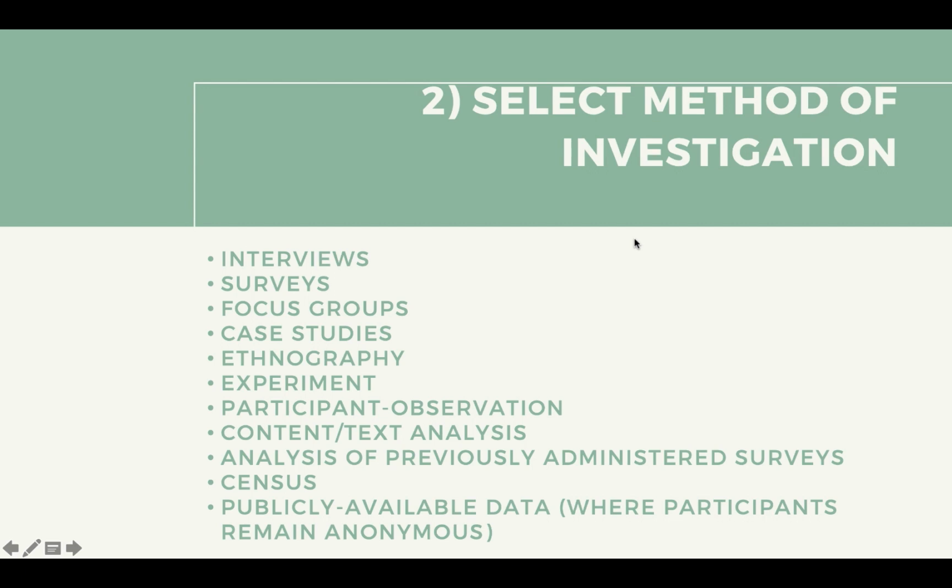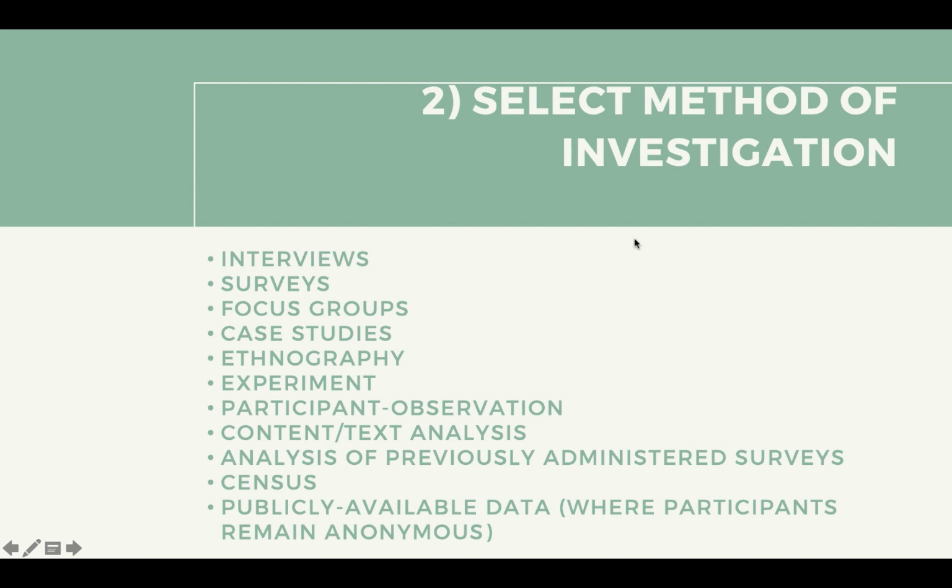Second, we select a method of investigation. So how are we going to answer this research question? We can do it in various ways. We've seen a bunch of these before. We can go through interviews, surveys, focus groups, which are interviews for multiple people at once, case studies, ethnography. We can do an actual experiment, participant observation where we're watching people or participating.